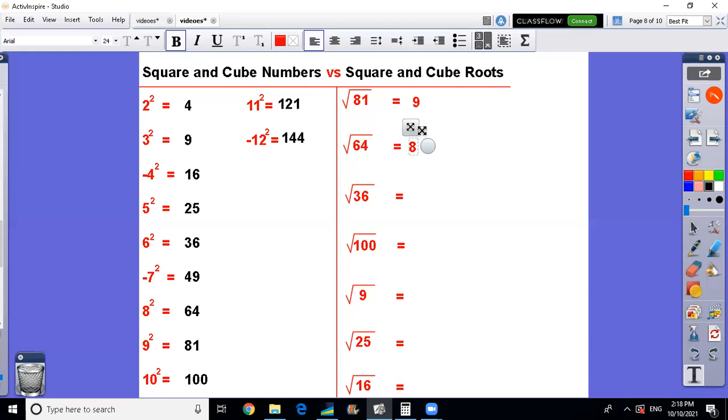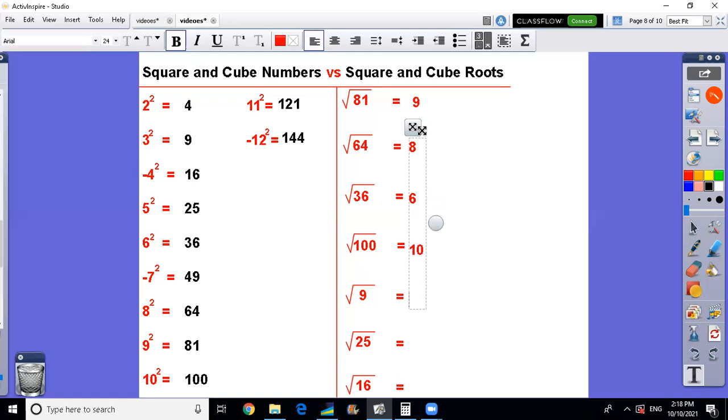Why don't you finish the rest of the questions on your own and then come back to the video to check if your answers are correct or not. Do it now. Pause. All right, so what is the square root of 36? The square root of 36 is just 6. Yes. What about the square root of 100? Yeah, what's the number that when you multiply by itself gives you 100? It is just 10. Exactly.